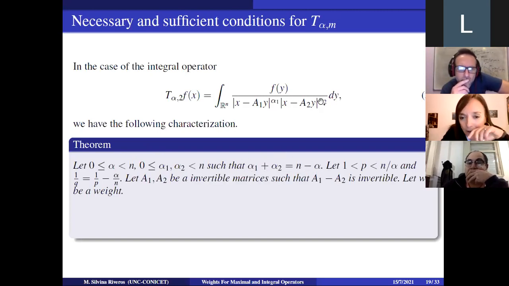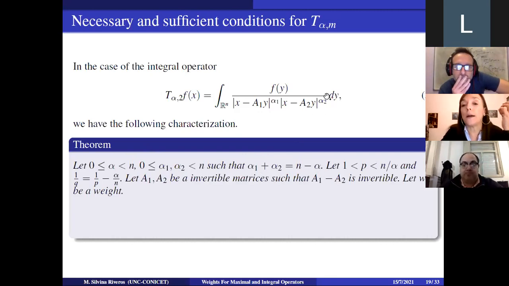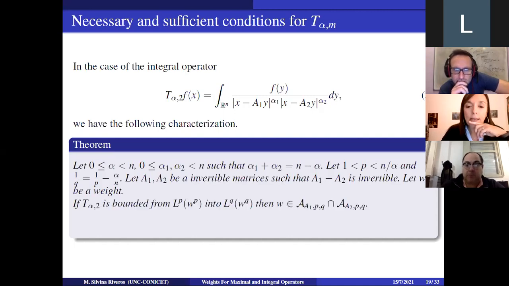Observe that when we sum up, it's a fractional operator if alpha is greater than 0, and if alpha is equal to 0, it's like a singular operator. I say like singular because it's not singular, but it behaves like one. And we will ask that the matrices A1, A2 are invertible, and also their difference, and W a weight.